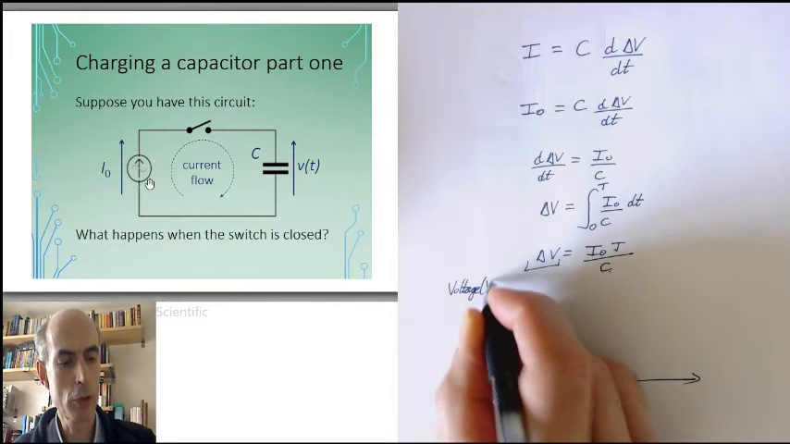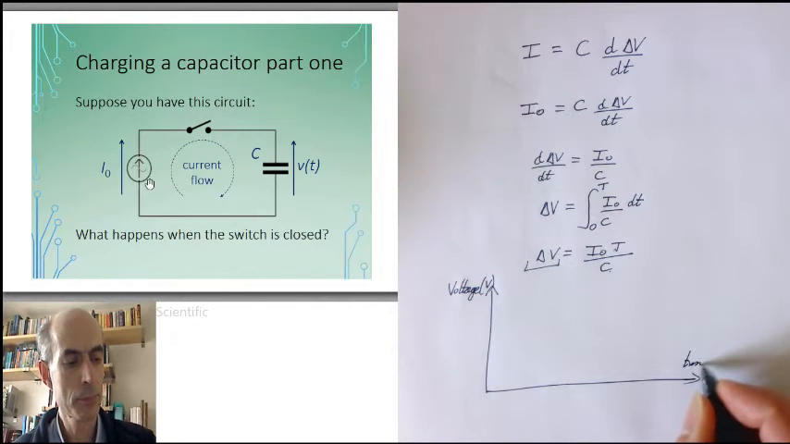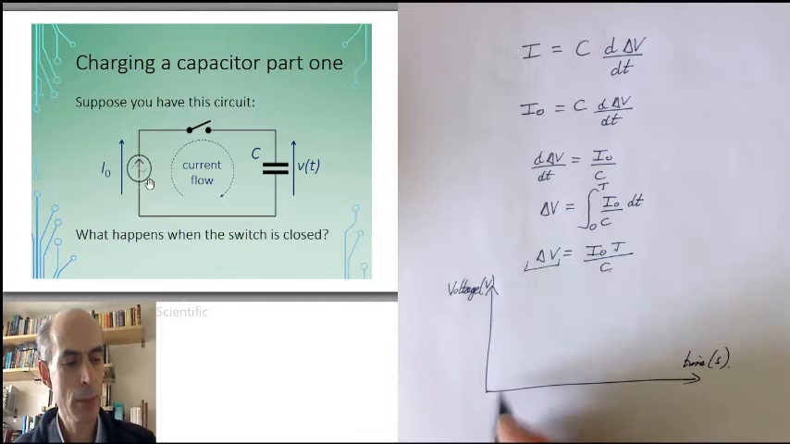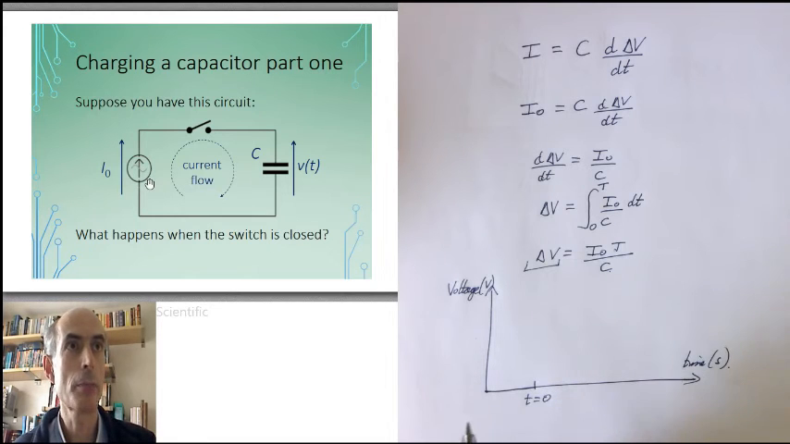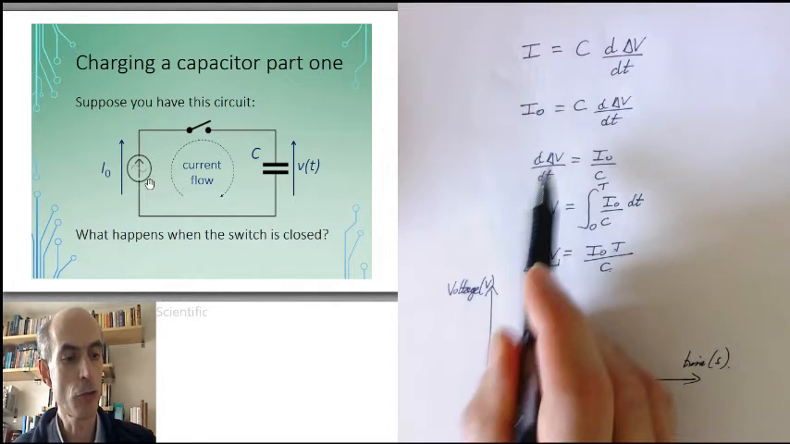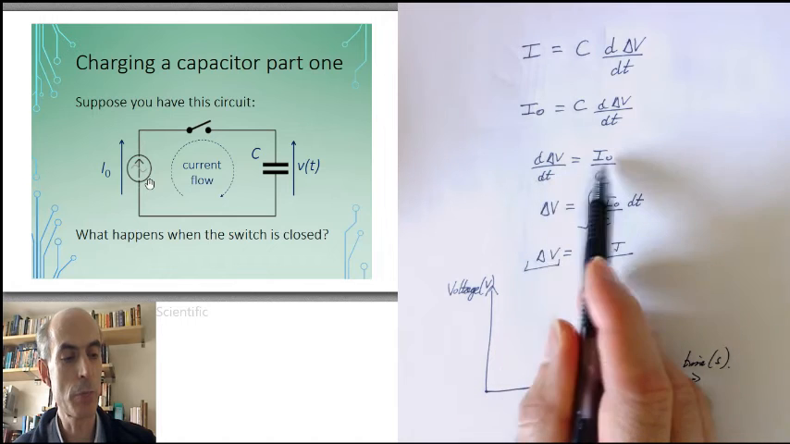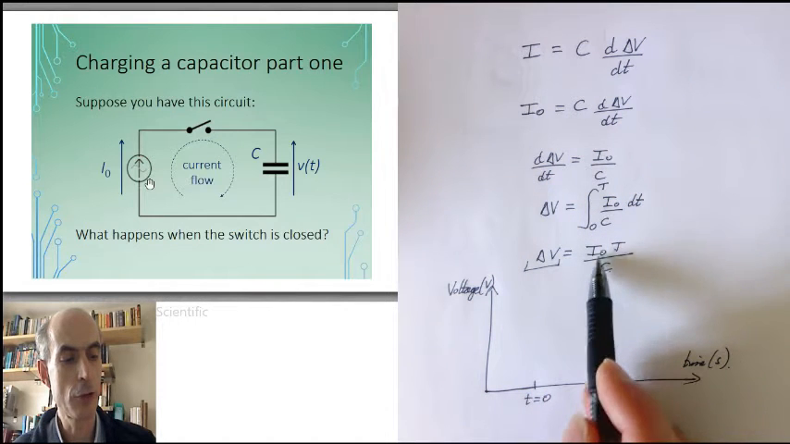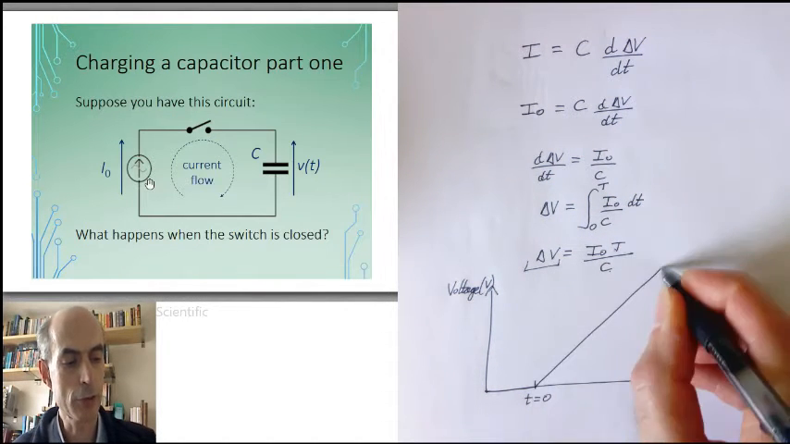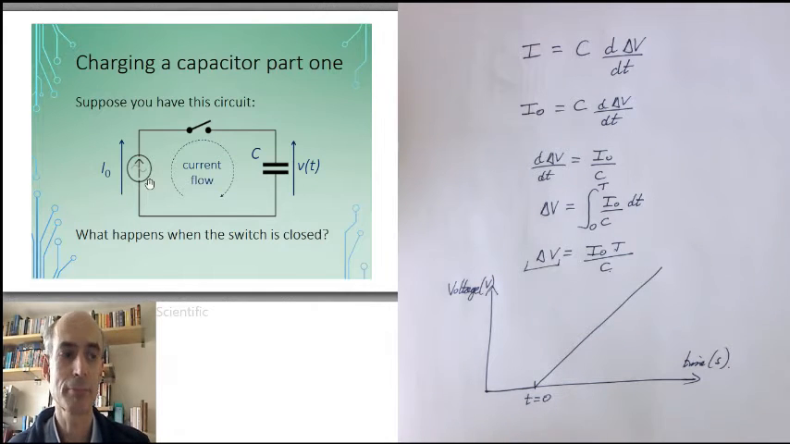Always label your graphs with units. At time t equals 0, when my switch is closed, I would expect the gradient dV/dt to be constant, and it would be increasing at this rate, so I would get a graph like that. Is that what happens? Well, we can see if the simulator agrees.